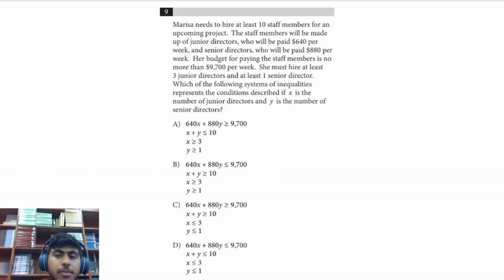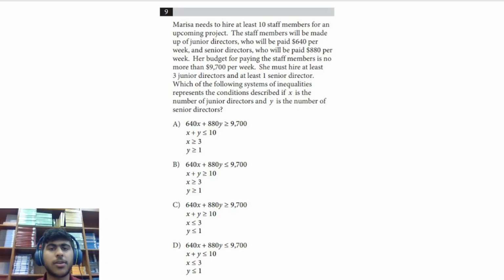Keep going. Question number 9. Told that Marisa needs to hire at least 10 staff members for an upcoming project. Staff members will be made up of junior directors, who have a salary of $640 a week, and senior directors, who are at $880 a week. And the budget is $9,700 per week. That's the maximum. And you have to hire at least 3 junior directors and at least 1 senior director. And we're trying to find a system of inequalities to describe all of this.